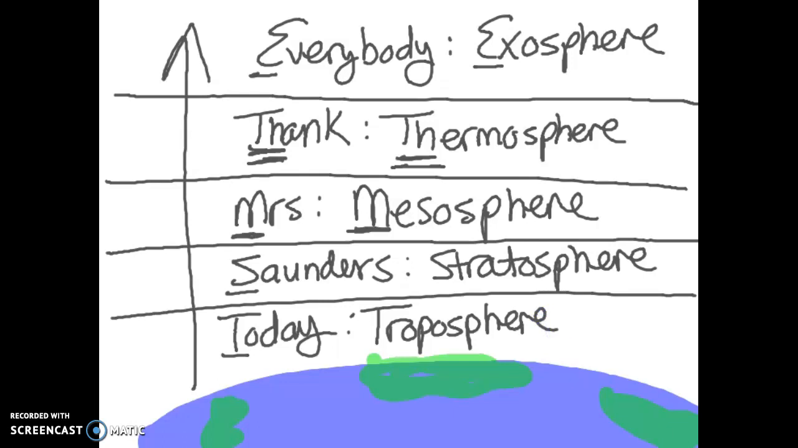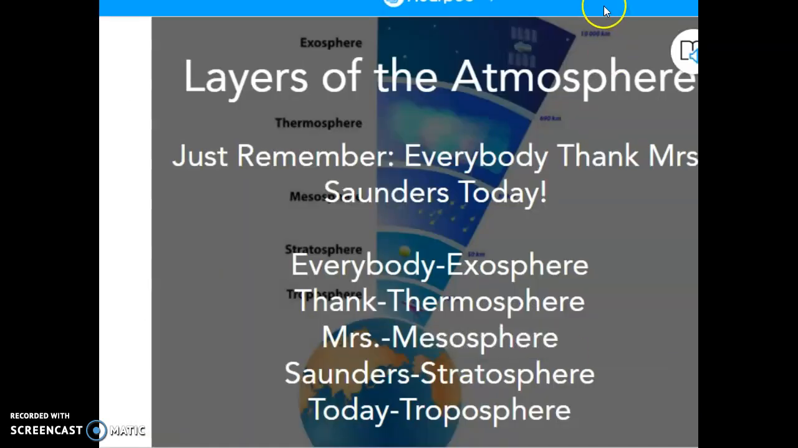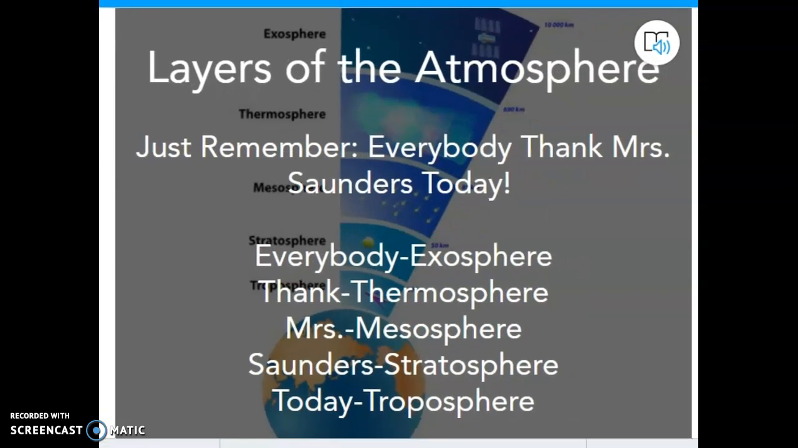Again, that's potato. That's niche and niche. Any of those are fine. So this is my layers of the atmosphere. Everybody think Miss Saunders today. I can remember that. You can remember that. Then you just have to put these together. Exosphere, thermosphere, mesosphere, stratosphere, troposphere. Feel free to pause the video here and keep taking notes if you want. I'm going to bounce back to Nearpod and move this thing back to where it's supposed to be.